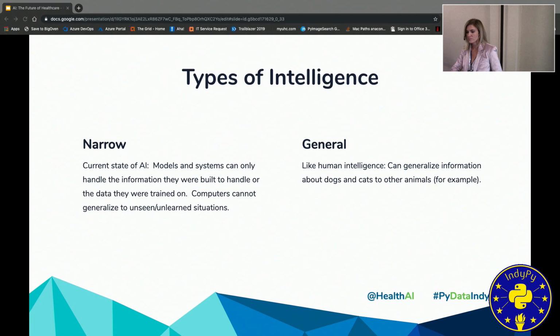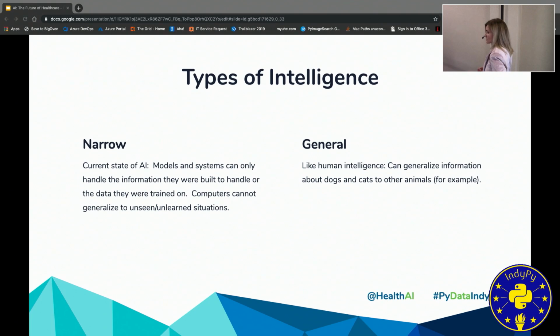Now, there are two important types of intelligence to distinguish for our purposes today. One, there's narrow intelligence, which is the current state of AI right now, and it's where models and systems can only handle the information that they were built to handle or the data that they were trained on. And they can't really generalize the information that they have to anything they've never seen before or unlearned situations. And then the other kind of intelligence is general intelligence, and that's more like human intelligence. So we can generalize information about cats and dogs to other animals, like maybe a goat.